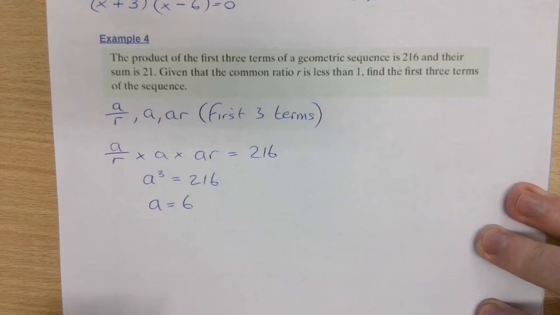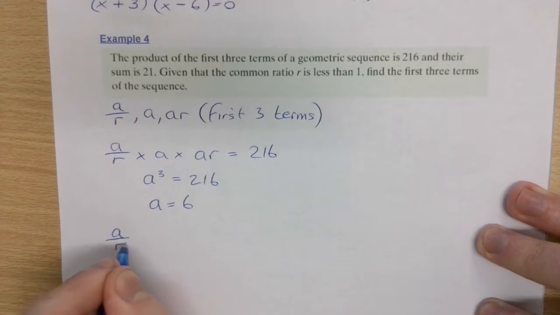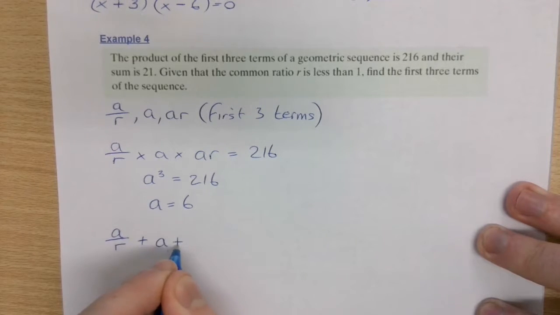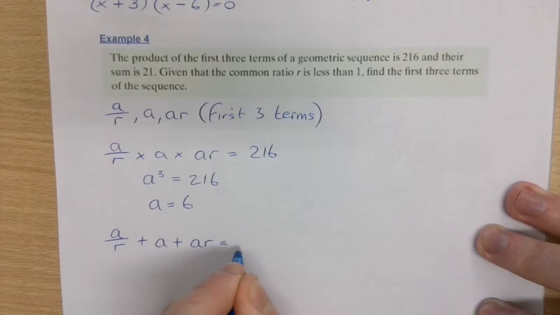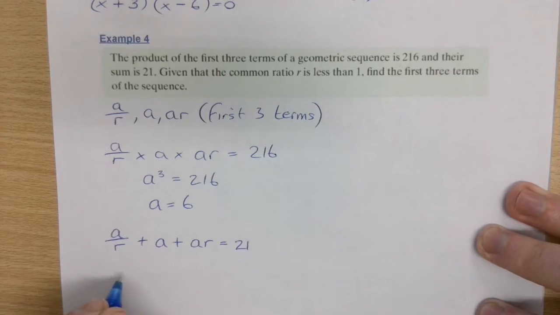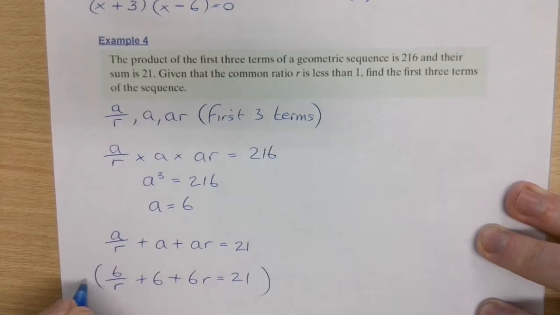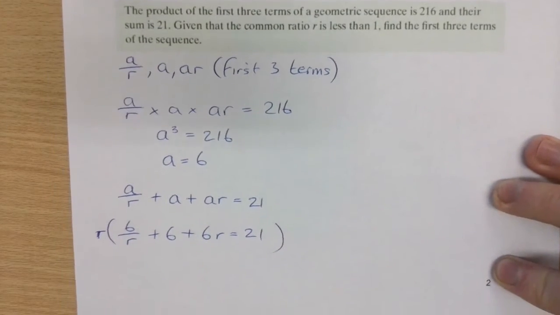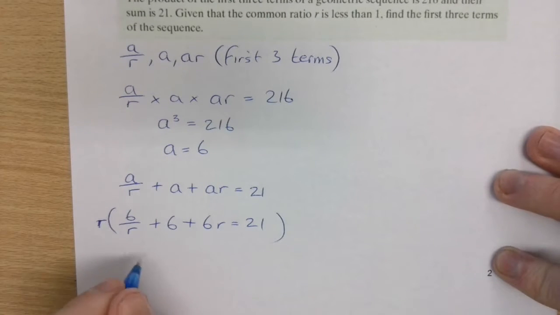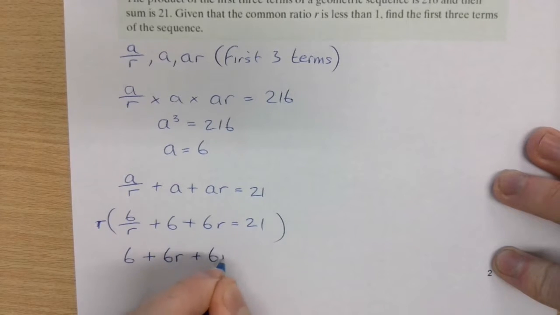And then from that, we need to try to figure out the rest of the information. We know that the sum of all of these is 21. We know a already is 6, so it's 6 over r plus 6 plus 6r is equal to 21. We need to multiply everything by r in order to get rid of the r on the bottom. So then we're left with 6 plus 6r plus 6r squared is equal to 21r.